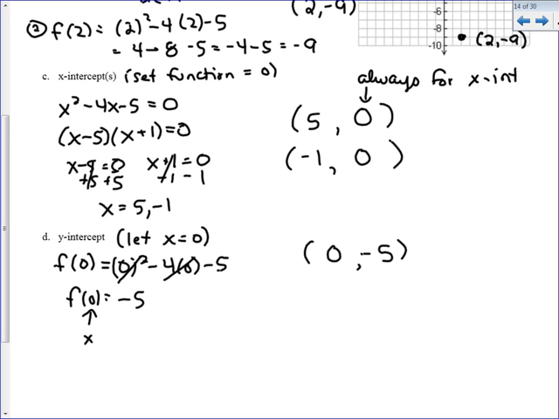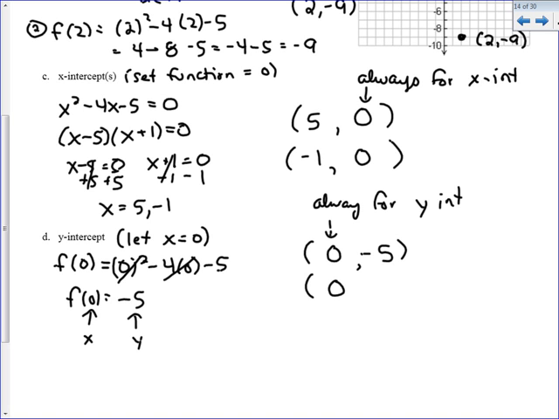When you go back to your function notation, we look at f of x. So whatever number I put in there is x. Whatever number comes out on the other side is y. But you don't need to do any of this work for your y-intercept. Your y-intercept always starts with 0. This is an always situation.